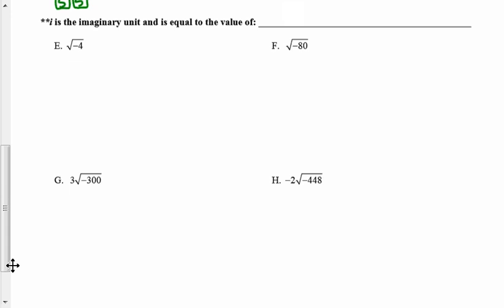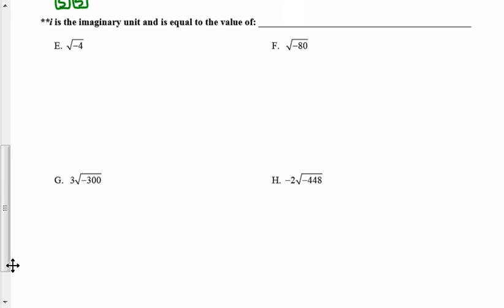Okay, so now we're going to get into another set of problems. And notice that on E through H, they all have a negative under the square root. If you try to type these into your calculator, it's going to give you an error message, because as of right now, we haven't been taught how to deal with a negative under the square root. We would just say no solution.